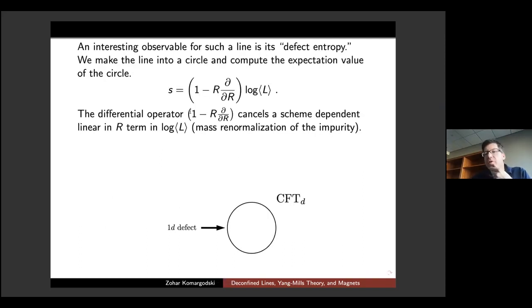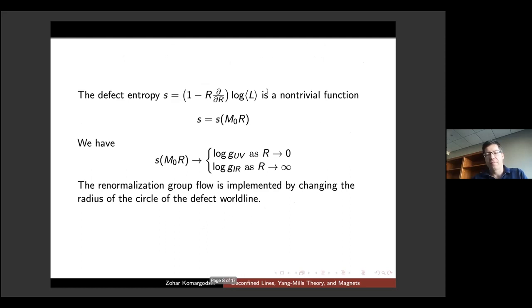So one important observable that tracks this RG flow on the line operator is what we call defect entropy. It's a certain differential operator. R is the size of this loop. So we take the line operator to be a circle. R is the radius. We act with this differential operator on the expectation value of the circle, and we call it defect entropy. It's just a name that I can explain the reason for in the discussion.